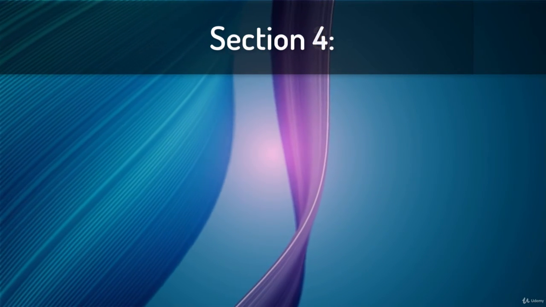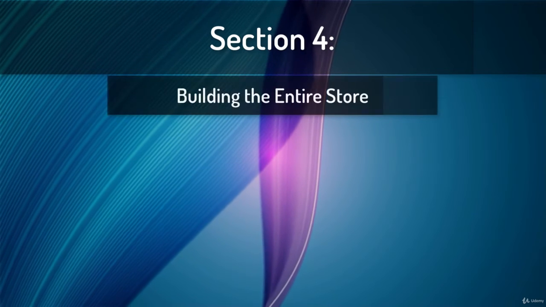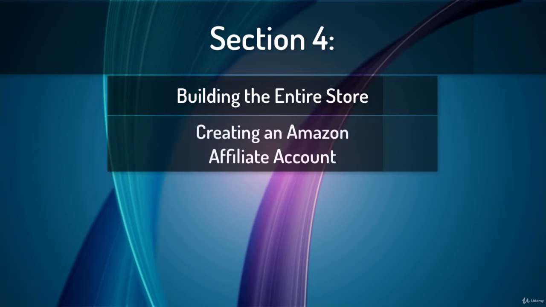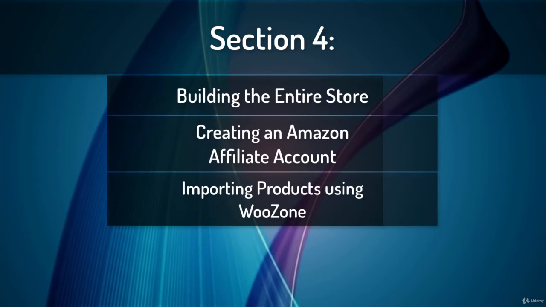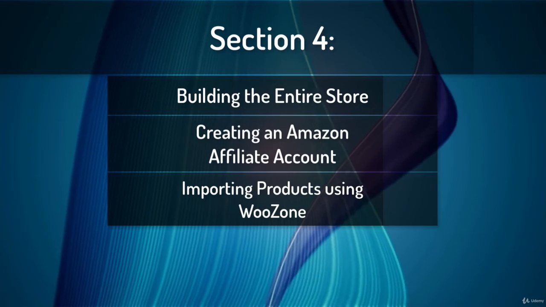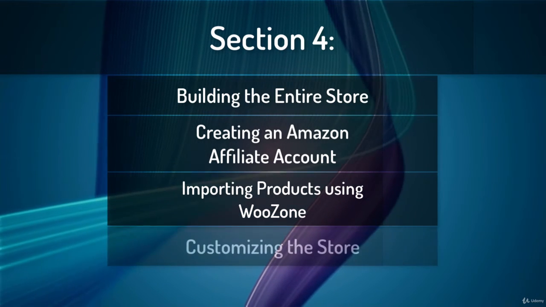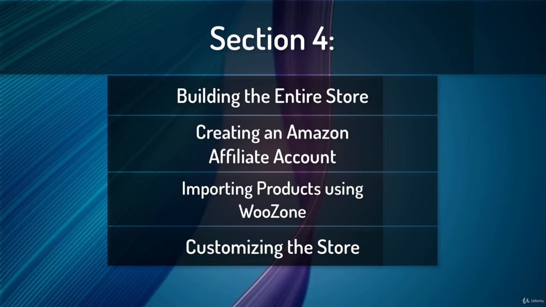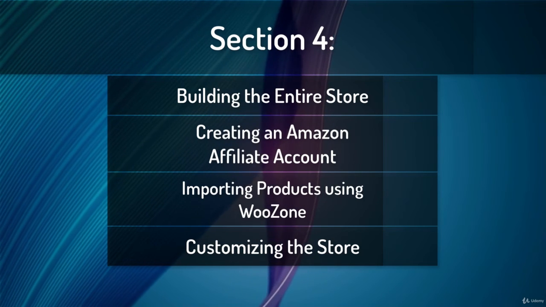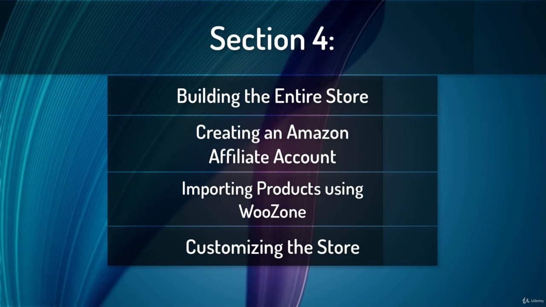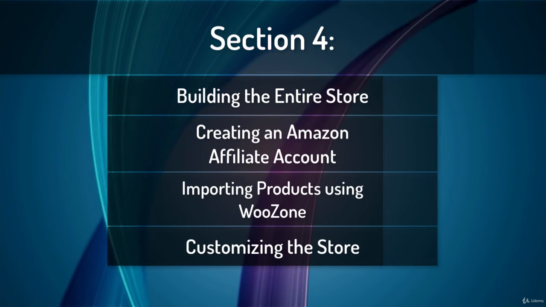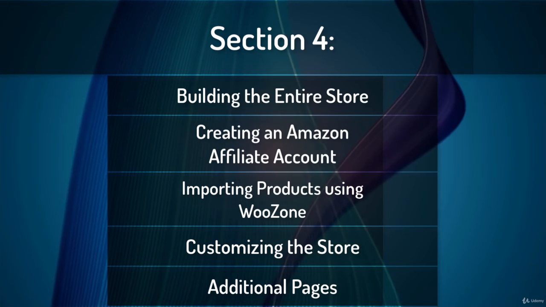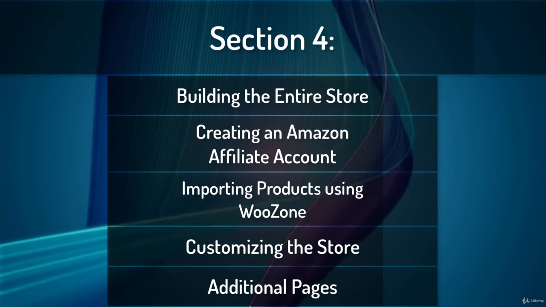Section 4 covers the entire process of building out the online affiliate store. We start with setting up an Amazon affiliate account and importing products using the WooZone plugin. From there, we build a fully customized shop with menus, headers, branding, and sidebars. We also customize the product pages for increased conversion and user-friendly navigation. The shop will also consist of a blog, about page, and contact us form to process support requests.